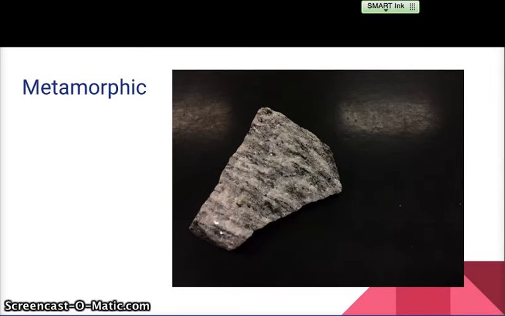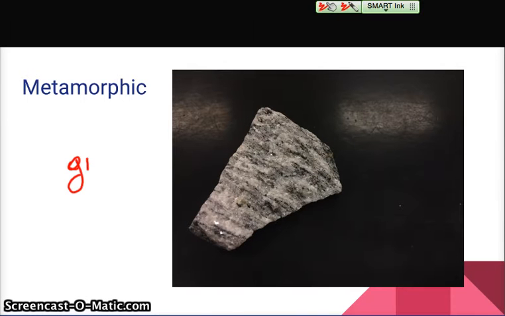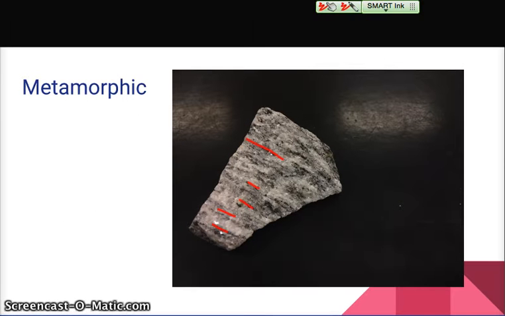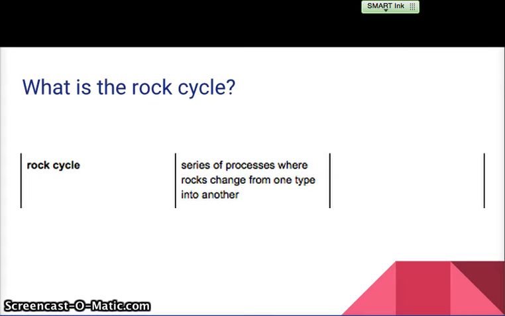Next, we have a metamorphic rock here. This is an example of gneiss, spelled G-N-E-I-S-S. Now, students, you can kind of see there are individual bands here, but it looks like they're all squished together. Some are a little bit thicker, whereas some are thinner, and they're not all exactly going in the same way. This is a metamorphic rock.